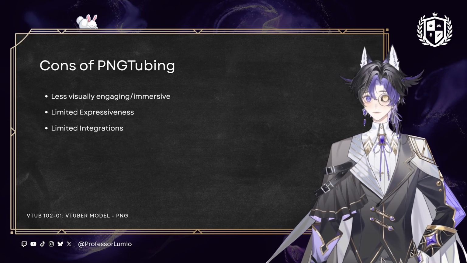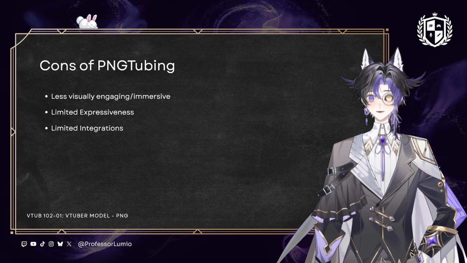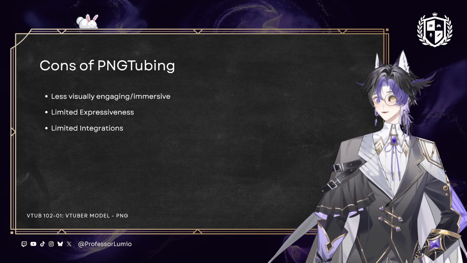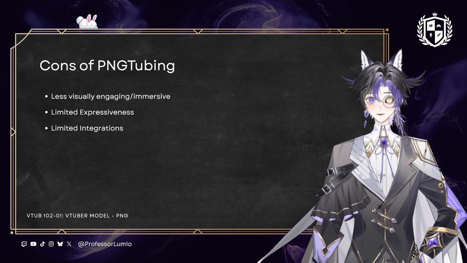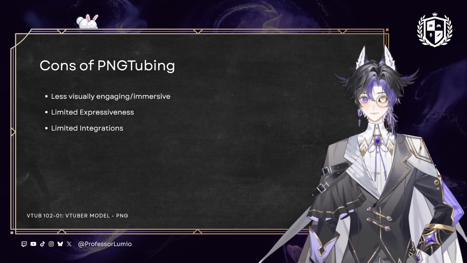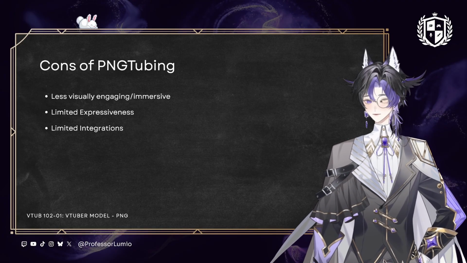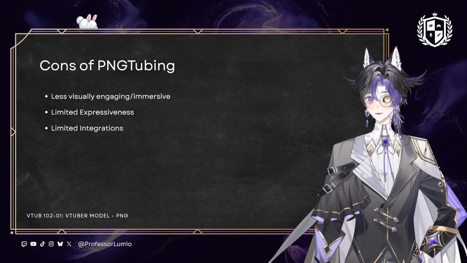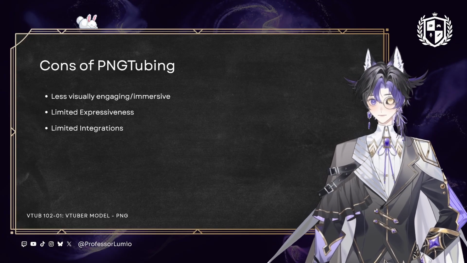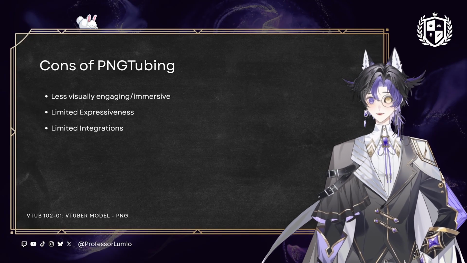Now, what are the cons? Because they're so static, they're a bit less visually engaging, they're a bit less immersive than live 2D models. You're a little bit more limited with expressiveness, although you can still have different facial reactions you toggle on by connecting them to hotkeys. Also, you're a bit more limited when it comes to integrations that interact with your model.